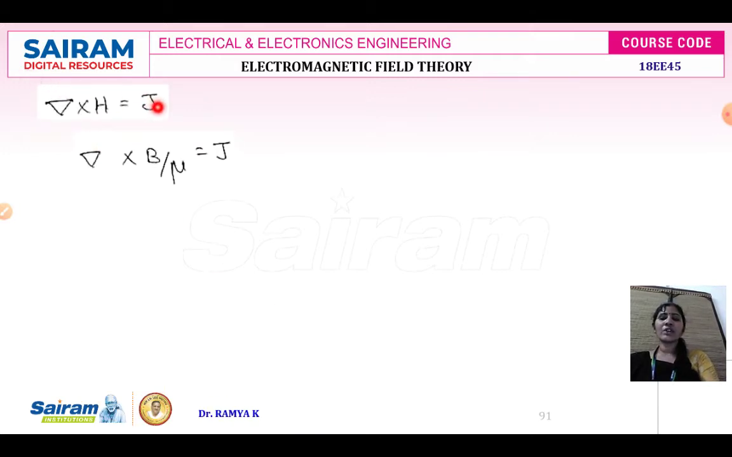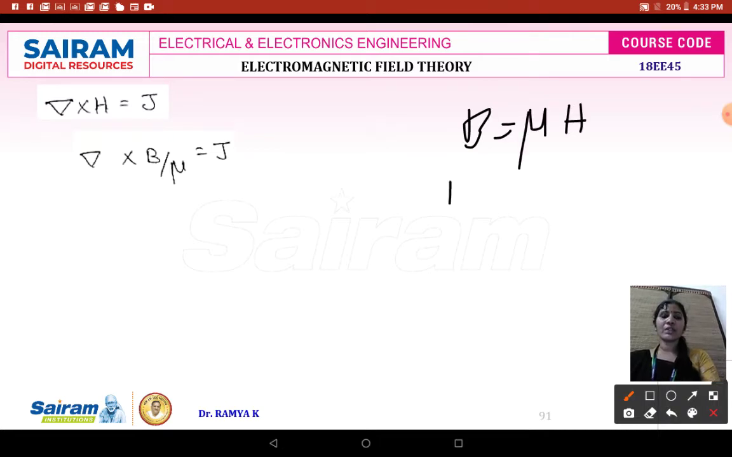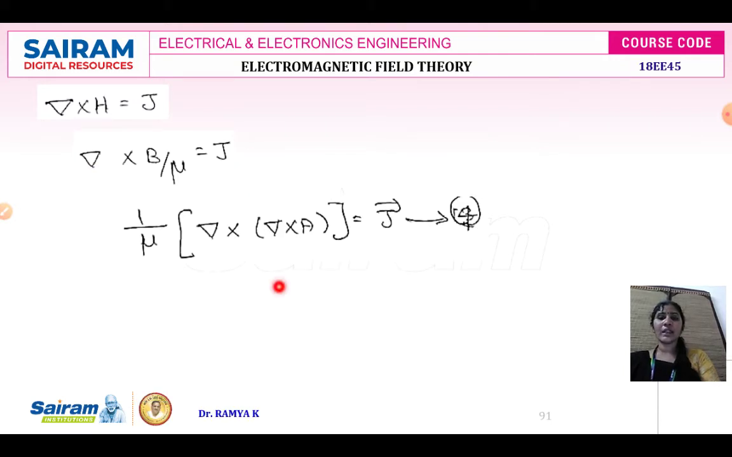Curl H is equal to J. This is your curl theorem. And we know that B is equal to mu into H, so H is equal to B divided by mu. Substituting in this equation, we get curl of B by mu is equal to J. 1 by mu is a constant, so take it outside. Curl of B, and B is nothing but curl A from the previous equation.